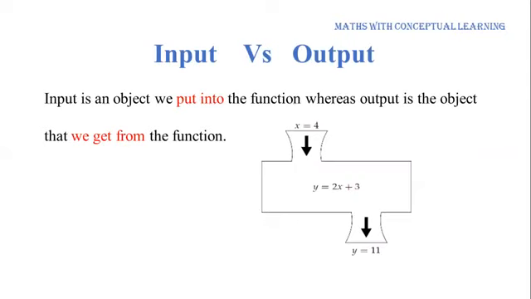So you can see in this diagram, we choose a particular function y equals 2x plus 3. We take a particular input x equals 4. And after putting this input value into the function and applying some operations, we get a unique output y equals 11. So input is an object we put into the function, whereas output is the object that we get from the function.